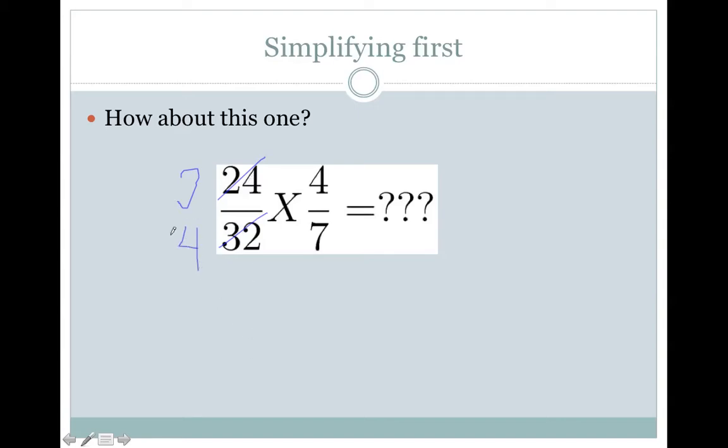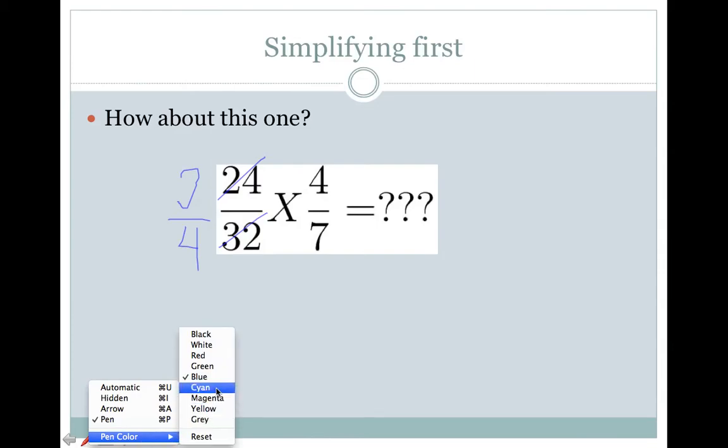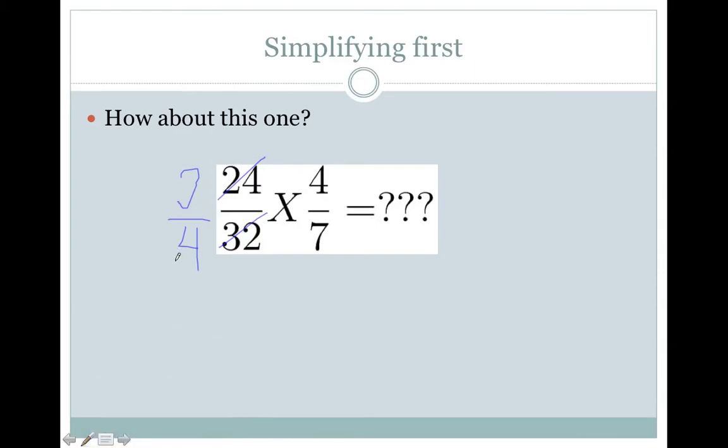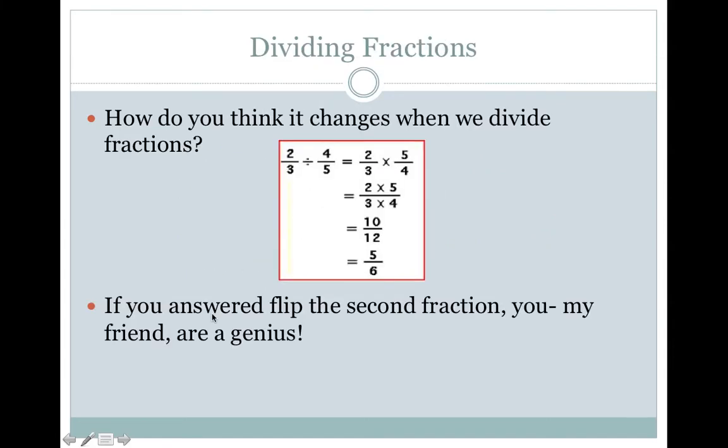So simplifying first of all, we get 3 over 4 as our new fraction. However, you might notice we could still simplify one more time. We have a 4 on the denominator, a 4 on the numerator, those become 1. So what we're left with, our final answer, is 3 over 7. Again, simplifying, then multiplying across, 3 times 1, 1 times 7, 3/7.